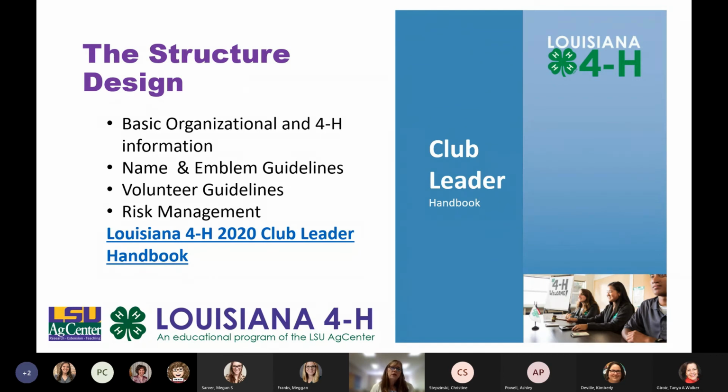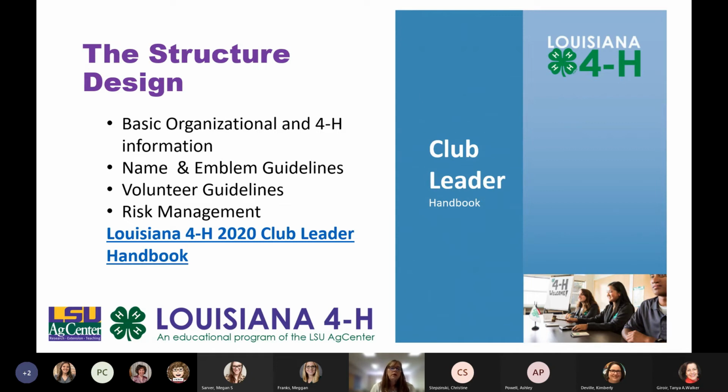Now, this design structure, basic organizational and 4-H information, name and emblem guidelines, because they can start off promoting stuff at their school, and so they're going to definitely need to know about those guidelines. Volunteer guidelines and risk management are all things that they're going to need to have information on. The Club Leader Handbook, the Louisiana 4-H Club Leader Handbook, is an excellent resource for all of these things.